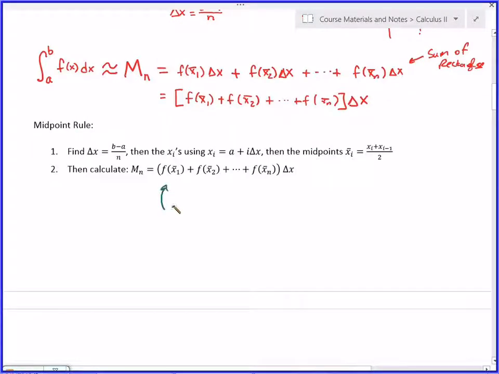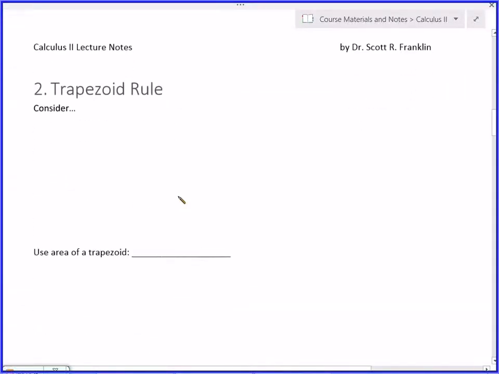Notice, by the way, the coefficients here, I'll call my coefficient pattern just 1, 1, 1, 1, 1 all the way. Meaning there's a 1 in front of here, a 1 in front of here, a 1 in front of here. That will make more sense when I show you what happens in Simpson's rule, because you get different numbers in front. Okay, so with that, let's talk about the trapezoid rule.